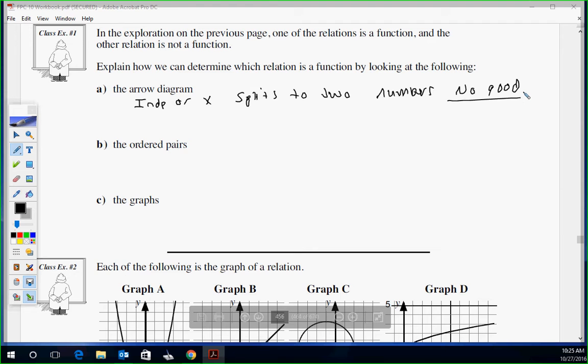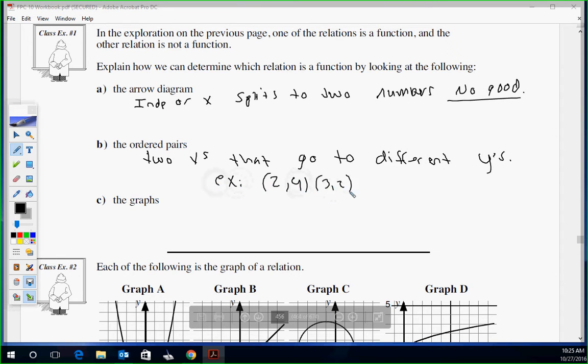How about the ordered pairs? How can you tell the ordered pairs? Yeah, 2 same x's that go to different y's. Example, very short one. (2, 4), (3, 2), (2, 5). That makes it not a function. The 2 is going to 4, the 2 is going to 5. Okay, because the 2 is my x, right? The 2 is my domain.